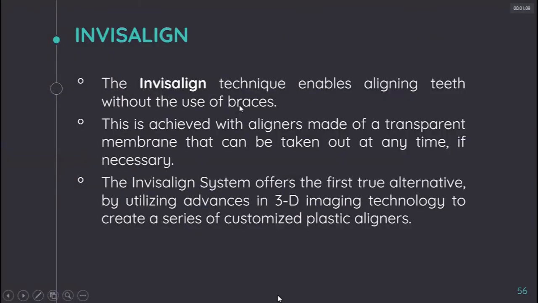Next one is Invisalign. Invisalign is a technique that enables aligning teeth without the use of braces. It is achieved with aligners made up of transparent membrane that can be taken out anytime if necessary. The Invisalign system offers the first true alternative by utilizing the advances in 3D imaging technology to create a series of customized plastic aligners.